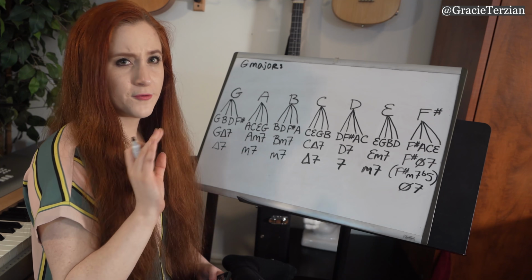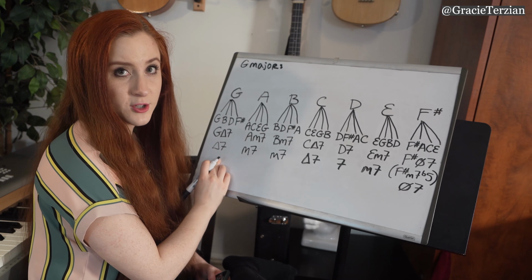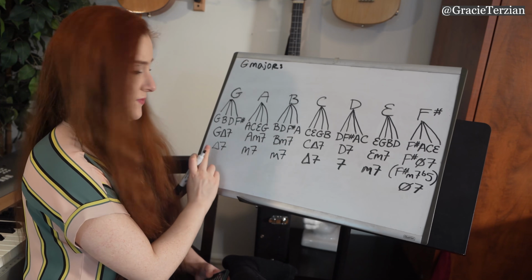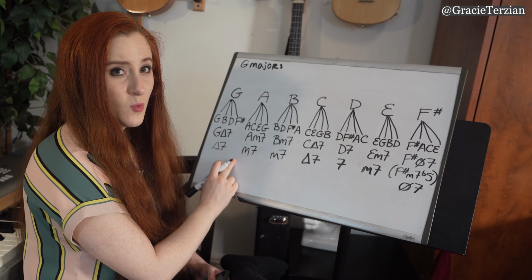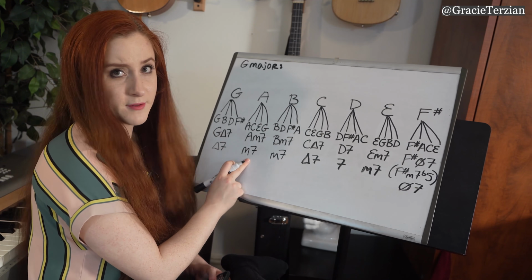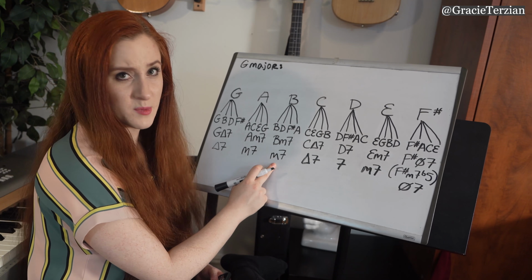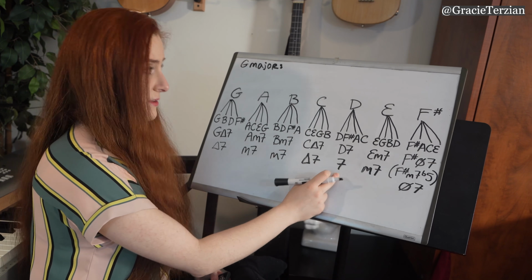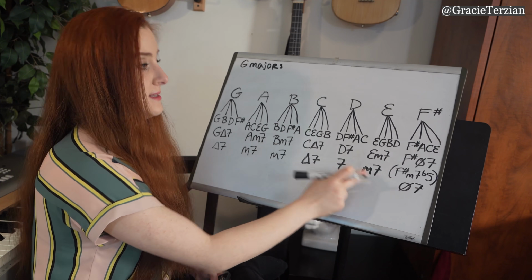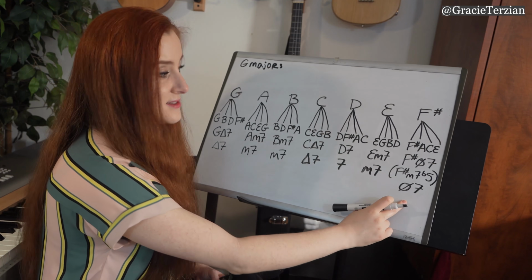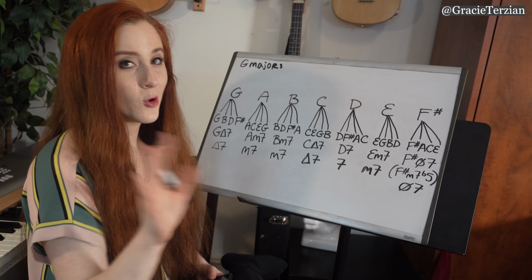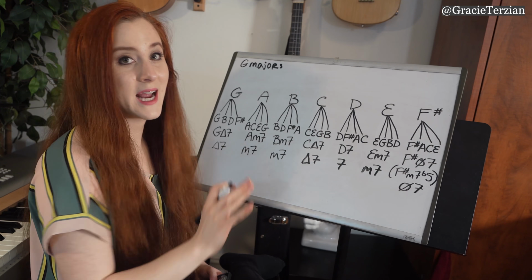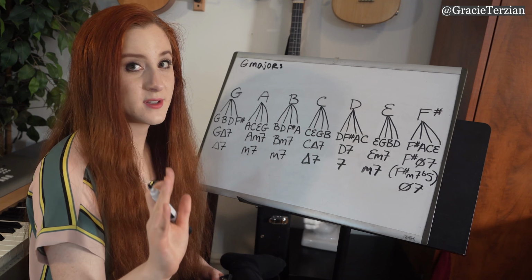Okay, so the first diatonic chord in a major key is always going to be a major 7th chord. The second one is always going to be a minor 7th chord. The third one is always going to be a minor 7th chord. The 4th one is always going to be a major 7th chord. The 5th one's always going to be dominant 7. 6th one's always going to be minor 7. And the 7th one's always going to be a half diminished 7. So let me show you how easy it can be to figure out the diatonic chords of any major key if we know this pattern.